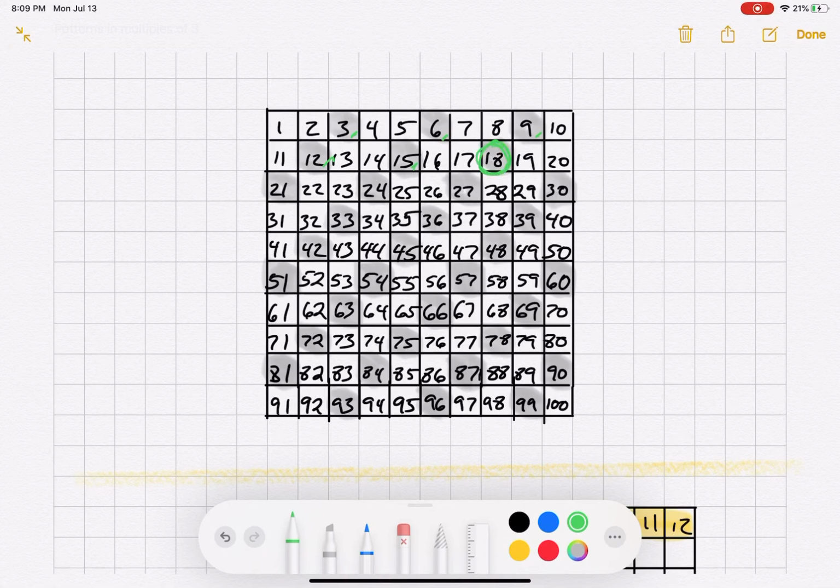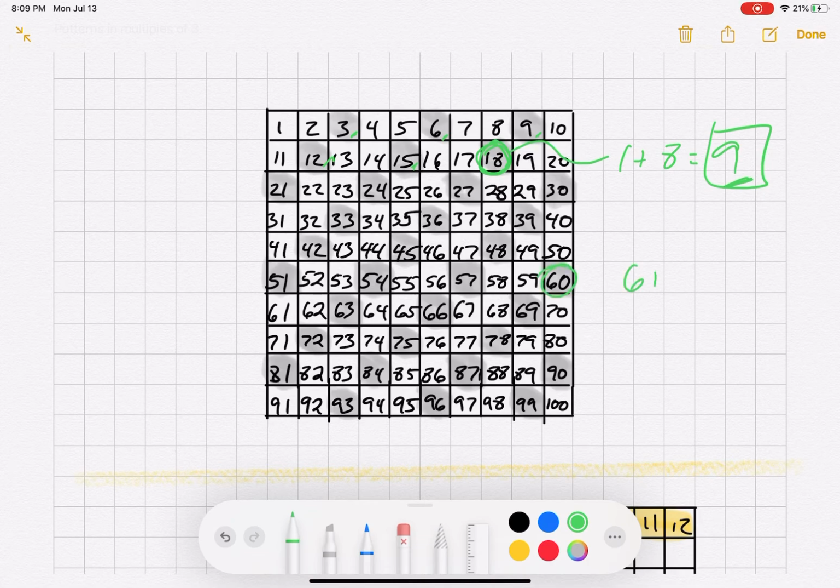So what I'm going to do here is I'm going to do the same thing I did with the 9s. Now, if it's a multiple of 3, then it is an answer to a 3 multiplication question. So let's see if that works for all of them.